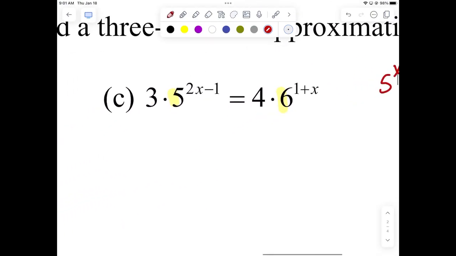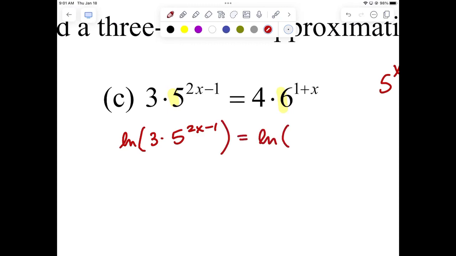No. So LN. So we're going to take the LN of both sides. So I'm going to get the natural log of 3 times 5 to the 2x minus 1 equals the natural log of 4 times 6 to the 1 plus x. Okay? Take the natural log of both sides.